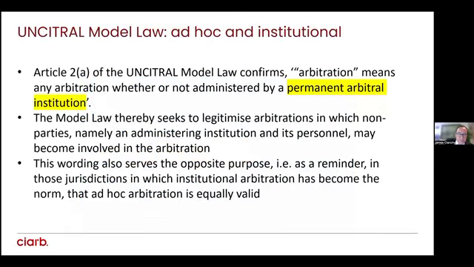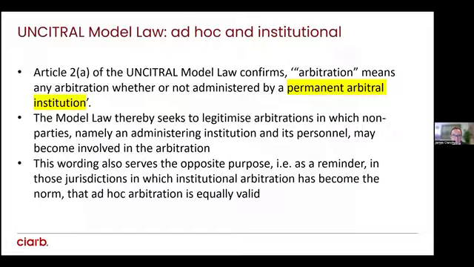Ad hoc arbitration tends to be neglected itself. The arbitral model law even found it necessary to remind people that arbitration can be ad hoc. I think we need to remember, actually, that the institutions are a modern invention. By modern, I mean basically 19th century. Maritime arbitration has a history in Europe that goes back to ancient Greece.